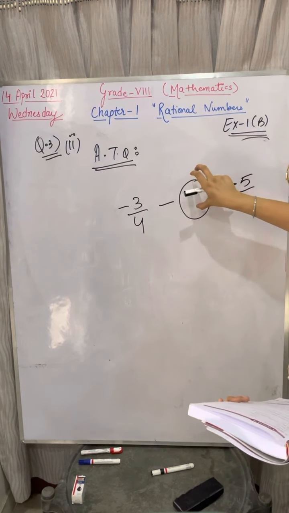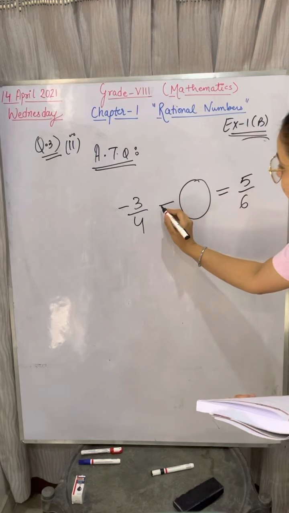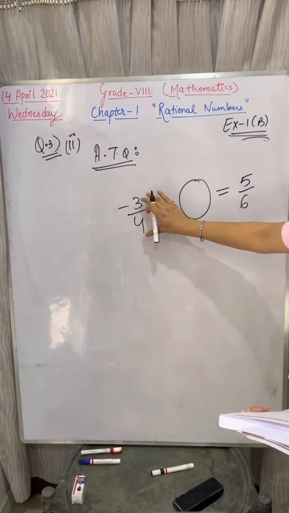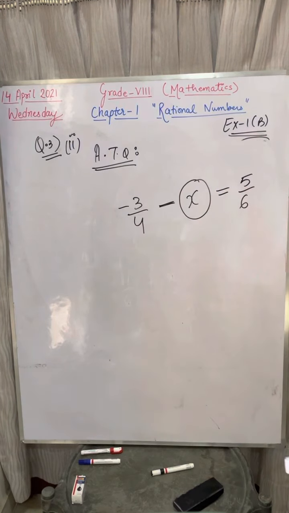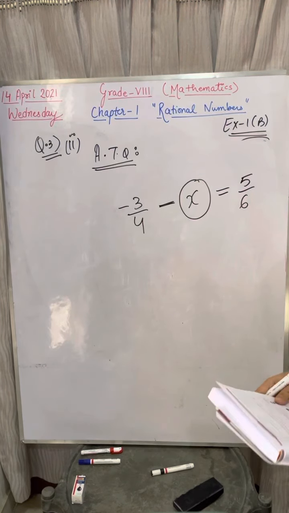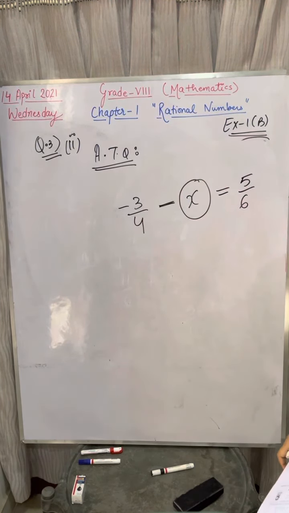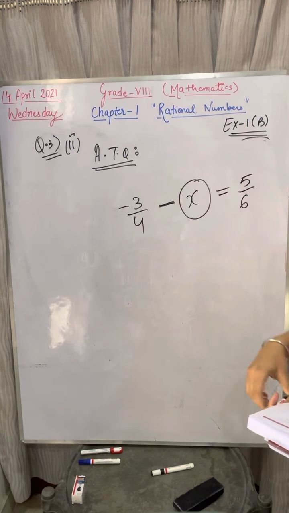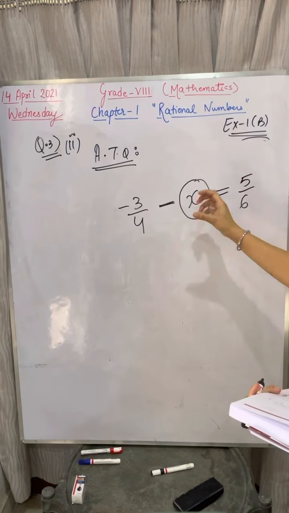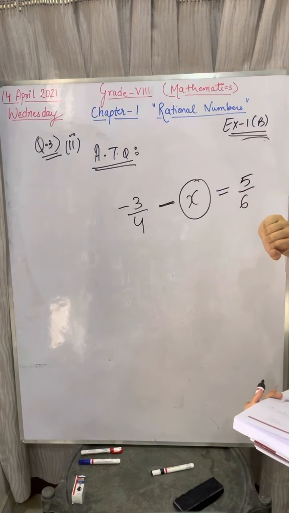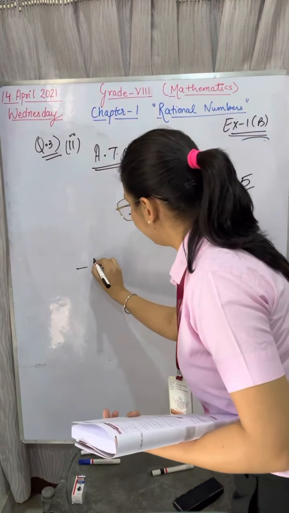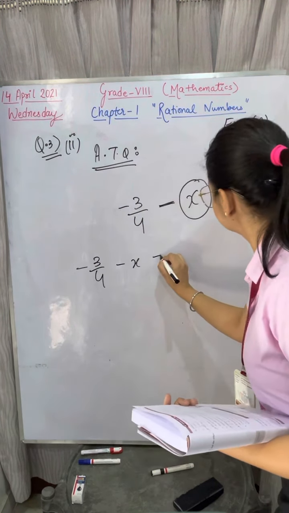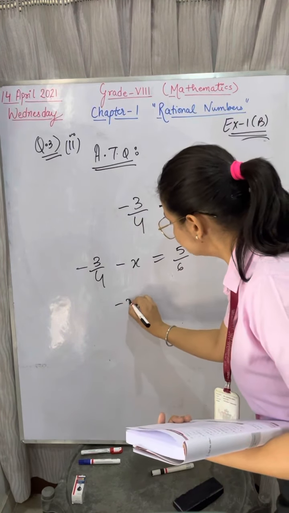They're saying: what should we subtract from minus 3 by 4? Subtract means minus 3 by 4 will come in the beginning, then the minus sign will come, and then here you can put x. Okay. Is it clear? This line is clear, how I have written? So they are saying that something should be subtracted from this, so some value will come here. That is x. Let us take out: minus 3 upon 4 minus x is equal to 5 by 6.